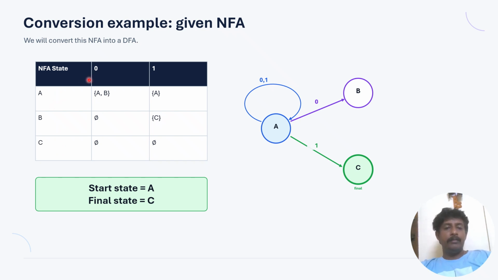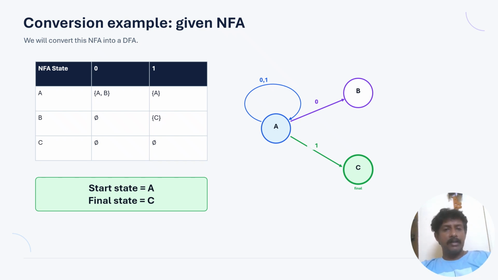From A on input 0, we go to A and B. From A on input 1, we go to A. From B on input 1, we may go to C. Other moves are empty. Our job is to create an equivalent DFA. This means the DFA should accept the same strings as this NFA.